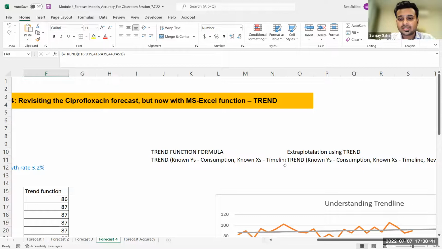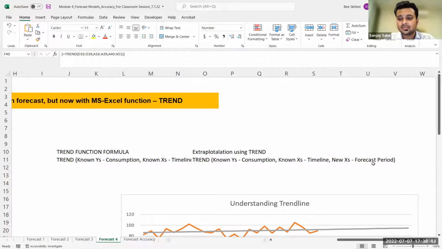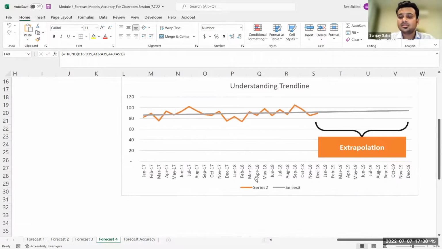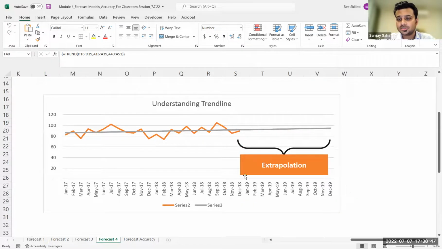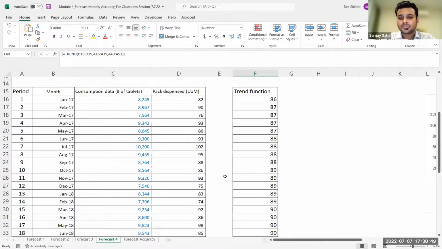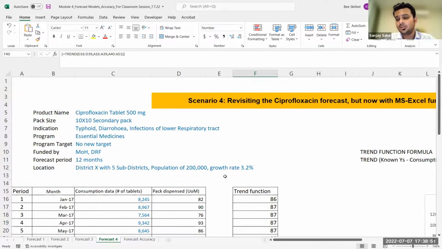Known Y's, known X's, new X's is forecast period. So all this is mentioned here, extrapolation, everything is mentioned here. You just need to read it a few times and you will understand. So if you have any queries at this point, please ask them.